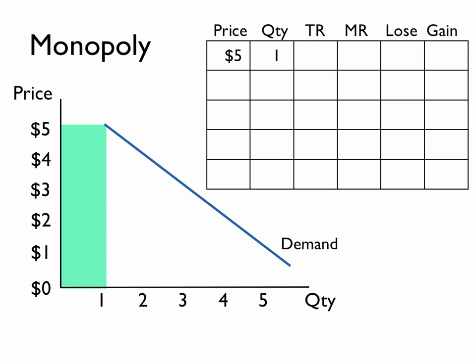At $5, we would be able to sell 1 unit. Our total revenue would be $5. Our marginal revenue is also $5. Now, if we were to try to increase quantity, we would have to lower the price. As we lower the price to $4, you note that our total revenue goes up to $8, and our marginal revenue would actually be 3. 8 minus 5 would be 3.